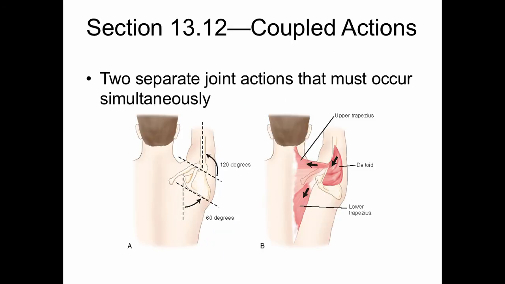In coupled actions, two separate joint actions must occur simultaneously. Abduction of the arm 180 degrees relative to the trunk really consists of two separate coupled joint actions. The two separate coupled joint actions are abduction of the arm at the shoulder joint and upward rotation of the scapula at the scapulocostal joint. These two motions occur in concert and allow for free movement of the glenohumeral joint that is efficient and protects the small ligaments and joint surfaces.